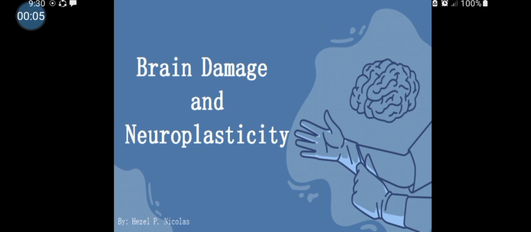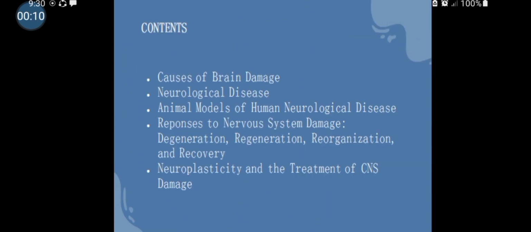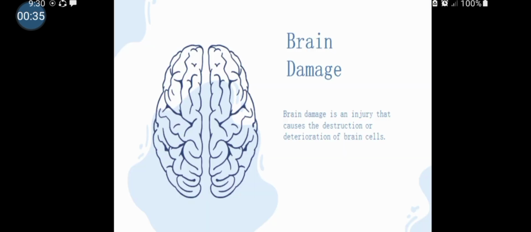Our topic for today is all about brain damage and neuroplasticity. So, here are its contents: the causes of brain damage, neurological disease, animal models of neurological disease, response to nervous system damage, degeneration, regeneration, reorganization, and recovery. And lastly, we have the neuroplasticity and the treatment of CNS damage. So let's start first with brain damage.